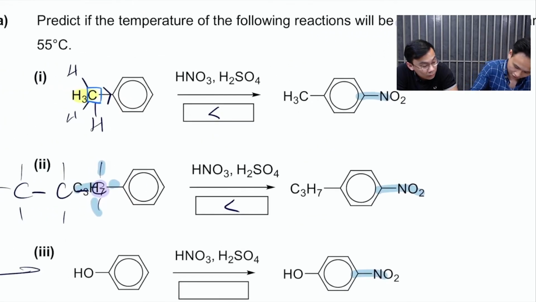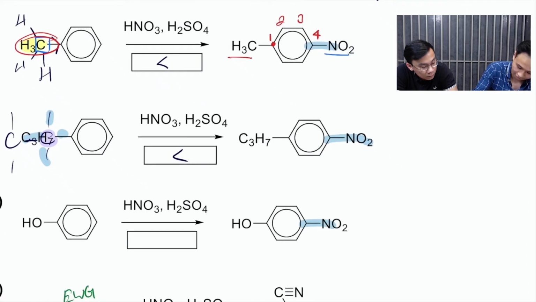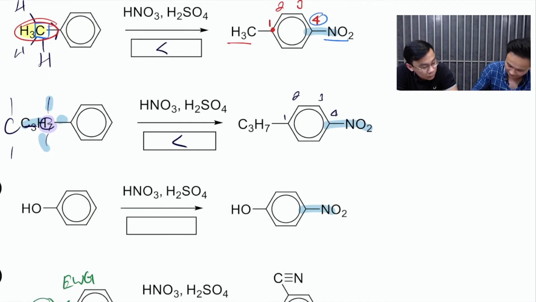Do this with me, okay? So we're going to call this carbon 1. This carbon that has that methyl group, because that's where we start from. We're going to call this carbon 1, 2, 3, 4. You can see how the nitro group is on the 4th position. Likewise, 1, 2, 3, 4. 4th position, same as this.